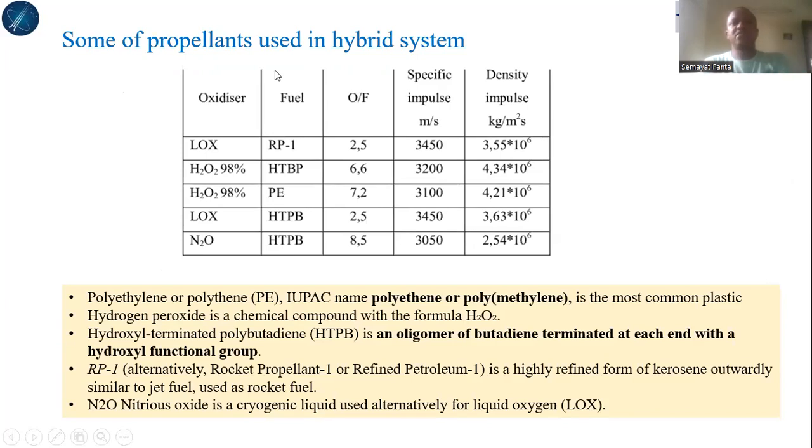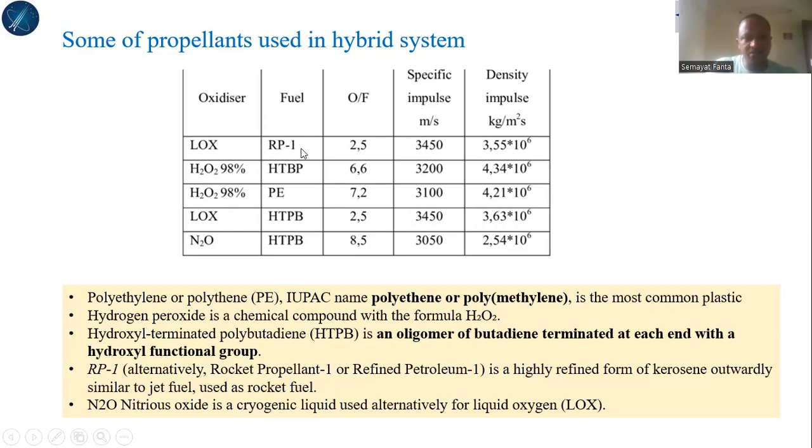What are the propellants used for hybrid systems? Look, these are some of the specific propellants. Okay. LOX is there, liquid oxygen. H2O2 is there. So this is hydrogen peroxide. Okay, hydrogen peroxide is there. These are oxidizers as a whole. Nitrogen oxide. Okay. And what are the fuels?